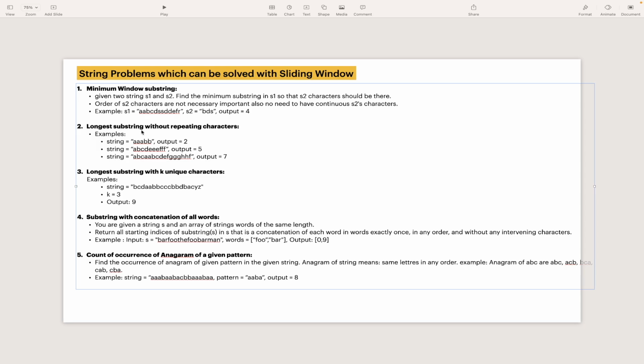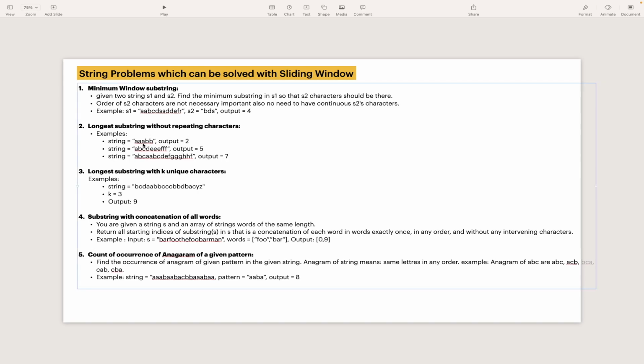Second could be the longest substring without repeating characters. You are given one string, and you have to find the longest substring where the characters are not repeating. So for this example, this A and B, the length of the substring is two, where A and B are not repeating here. Similarly for other strings. The third kind of problem is the longest substring with k unique characters. You are given a string and you have to find the longest substring where the k characters should be unique.